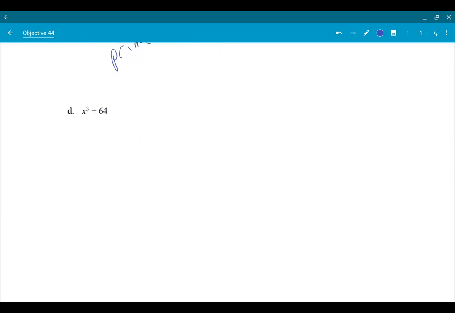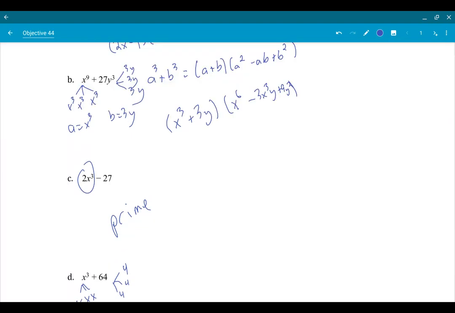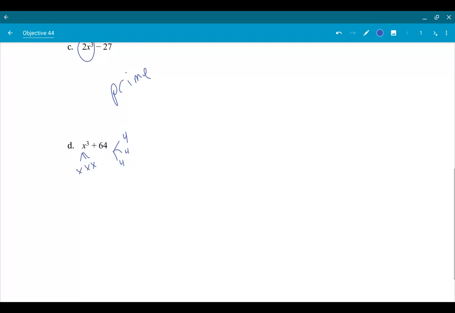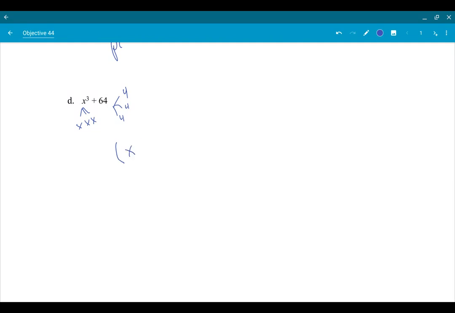For D, both of these numbers are perfect cubes, so it's x, and 4 times 4 times 4 gets us 64. So we do have a perfect cube there. We're going to use the same rule that we just used right up here. I'm not going to bother recopying that. So the first parentheses is a plus b, so that's x plus 4. Second parentheses is a squared, so that's x squared, minus ab, so that's minus 4x, and then plus b squared, so that's plus 16. We'll look at more examples of cubes rule in class and talk about how you can make sure you differentiate those examples from squares rule and how you know when to use each rule.